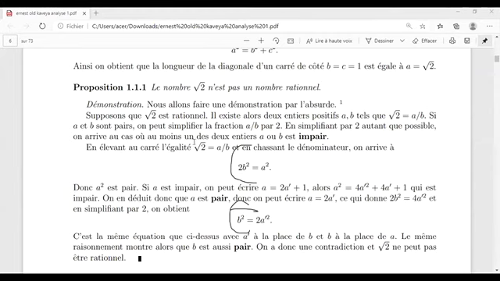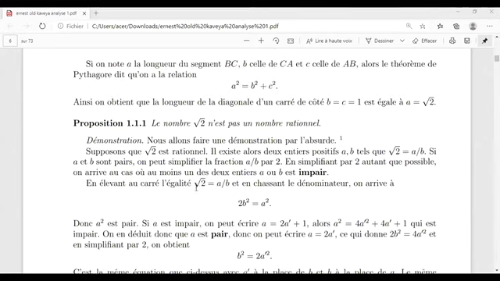Okay. So here we've got the square root of 2 is equal to A over B. How can we express a square root? A square root is the same as saying 2 to the power 1 over 2.